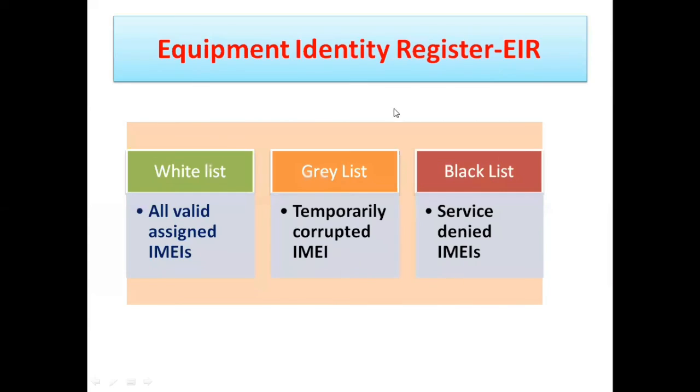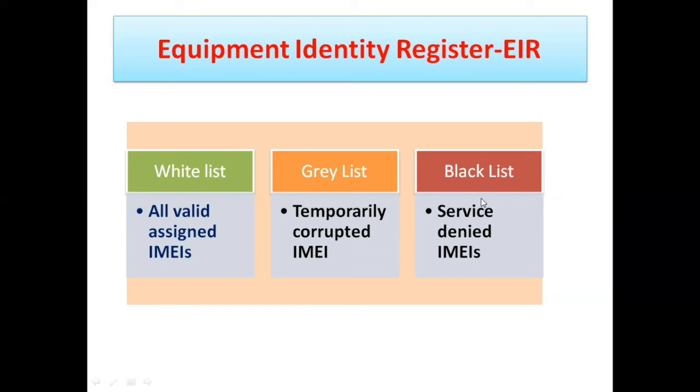Then the equipment identity register. As we discussed, a mobile equipment is uniquely identified by a number called the IMEI, International Mobile Equipment Identity. In the equipment identity register, we have three different lists: one is the white list, another is the gray list, and the third is the black list. If it is a valid IMEI, then it will be made available in the whitelist. But if it is stolen or its services are denied, then the IMEI number will be put in the blacklist.